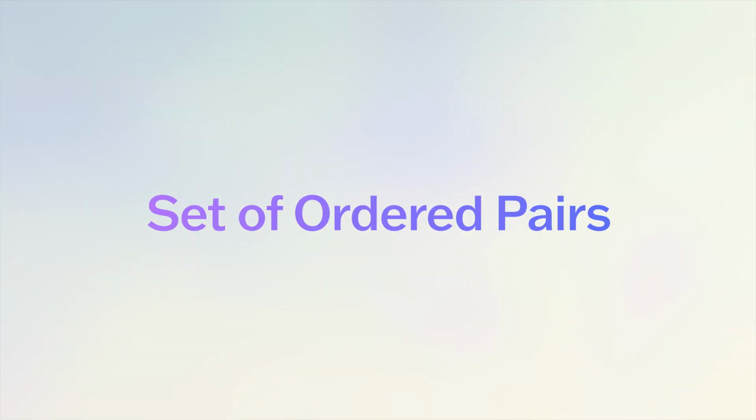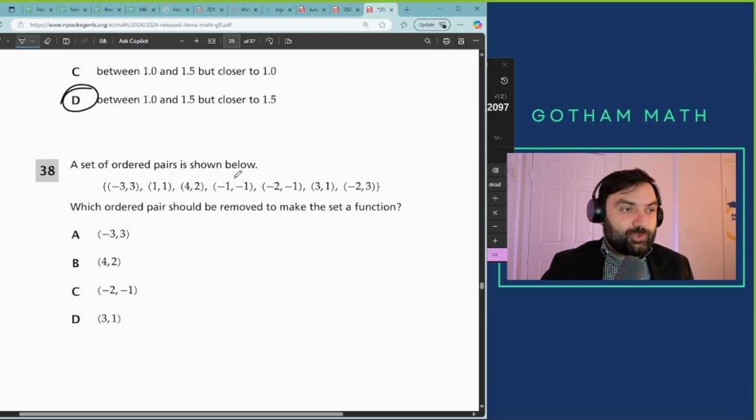Number 38. A set of ordered pairs is shown below. So we have points. Which ordered pair should be removed to make the set a function? Andrew, did you do this question? And if yes, what was your answer? I didn't really finish this question. Okay, I couldn't, yeah.